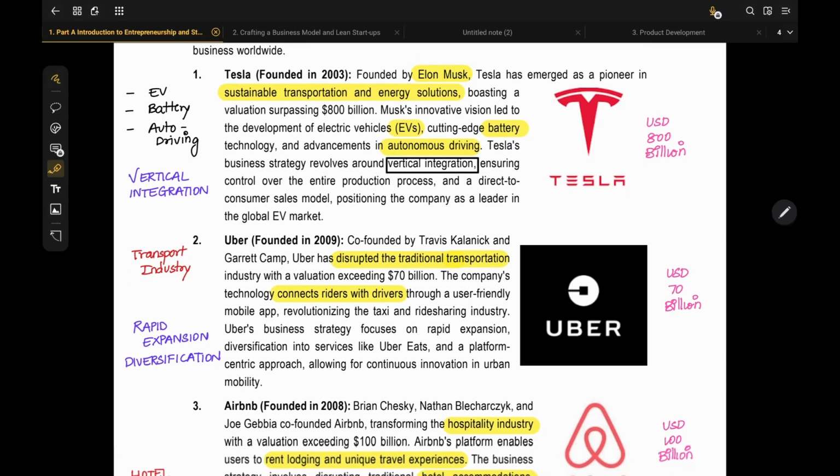One more thing you have to see is for every company, there are some important fields they are working in, and what are their strategy. These all I have written side by side.